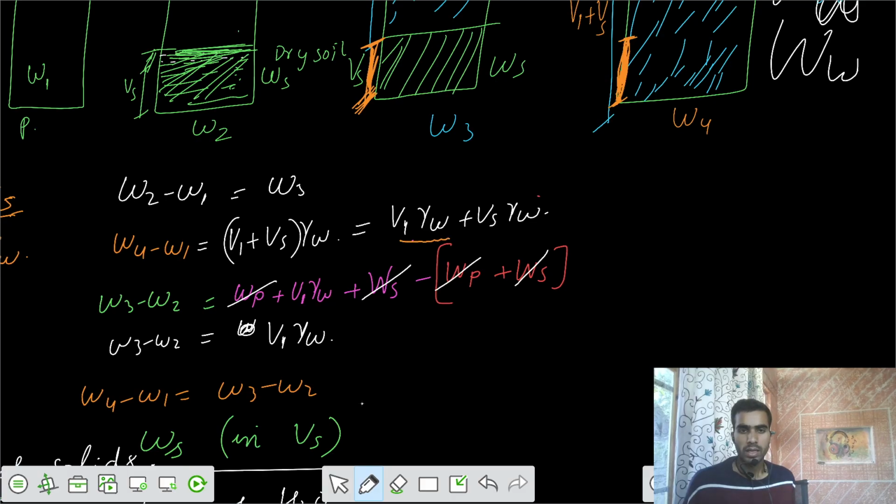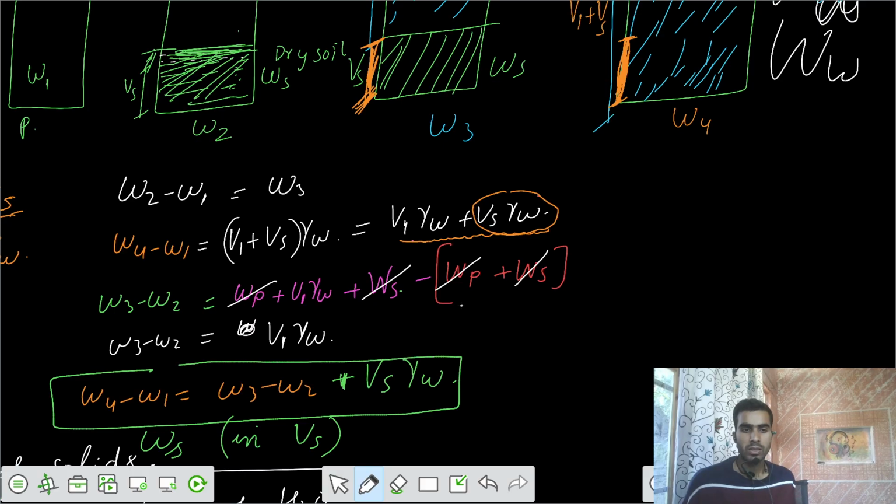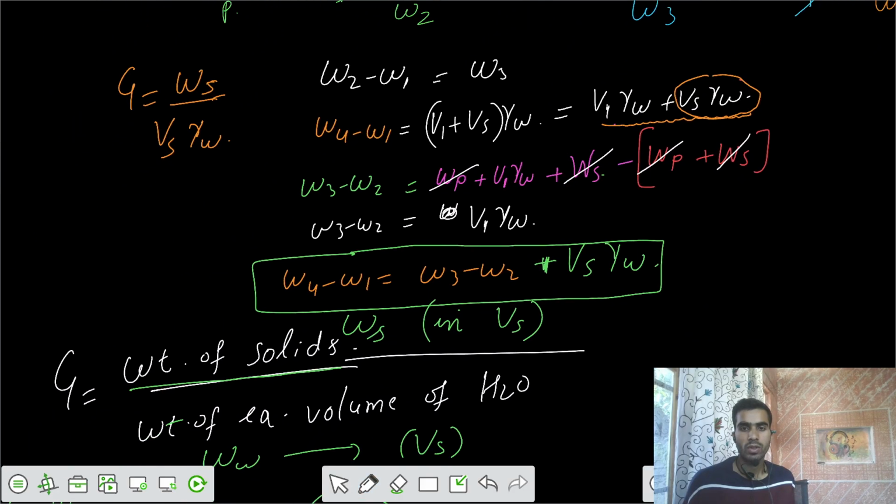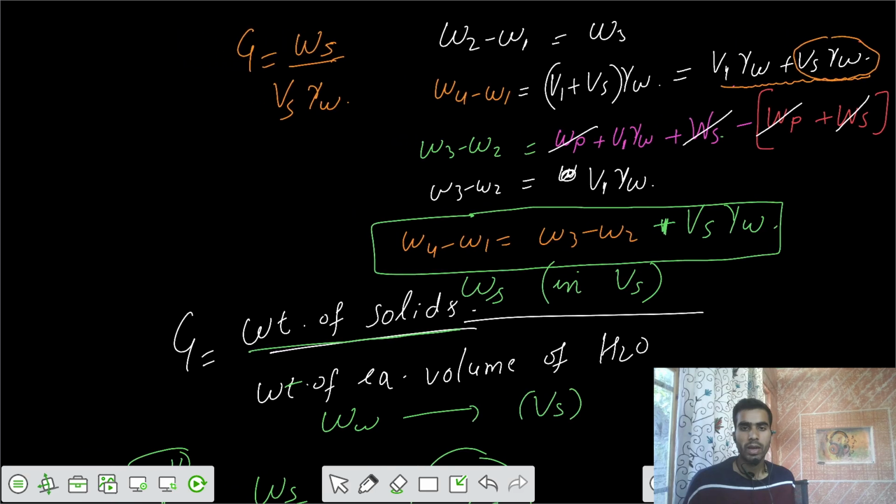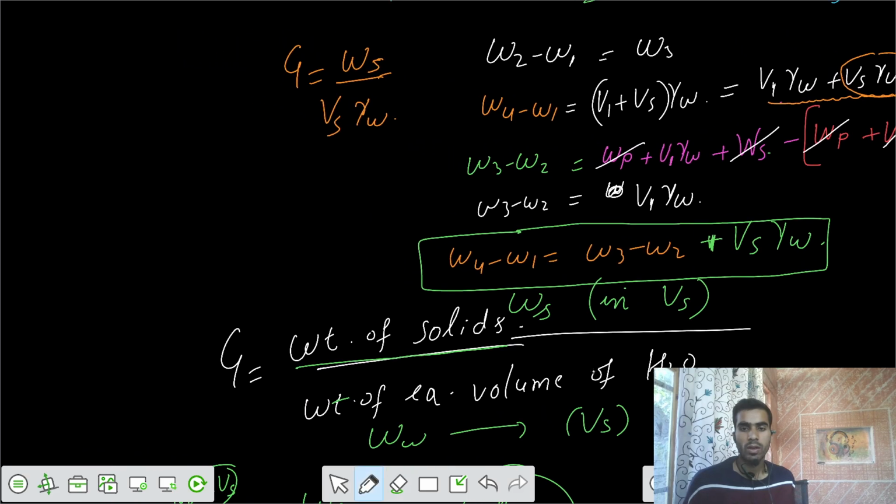In W4 minus W1 there is an extra part of Vs gamma W. So we have to add one more part, Vs gamma W, on the right side. So your equation becomes W4 minus W1 equals W3 minus W2 plus Vs gamma W. What did we need to solve for? We had to solve for this value of Vs gamma W.